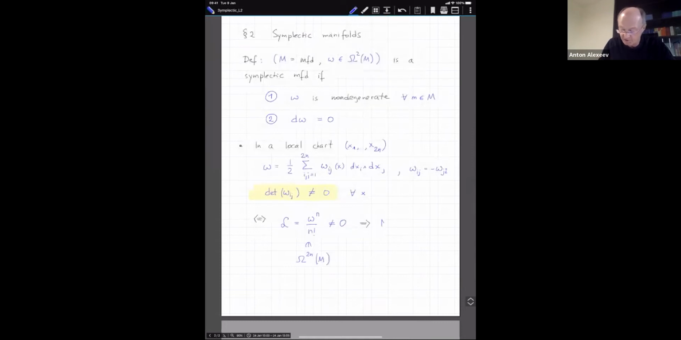So this means that M is orientable. So you can introduce the positive frames with respect to which this form, this top degree form, would be positive. So this L, this is called the Liouville form. Liouville form is a volume form.